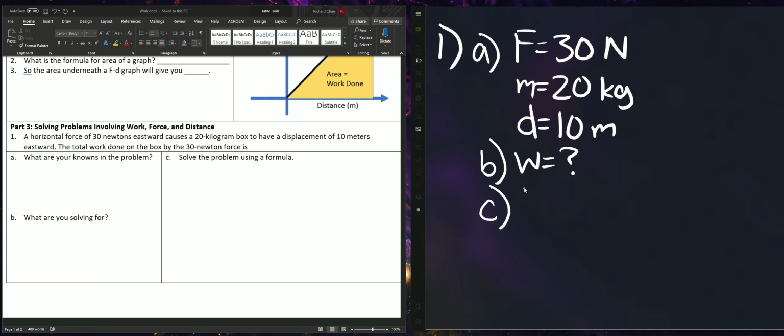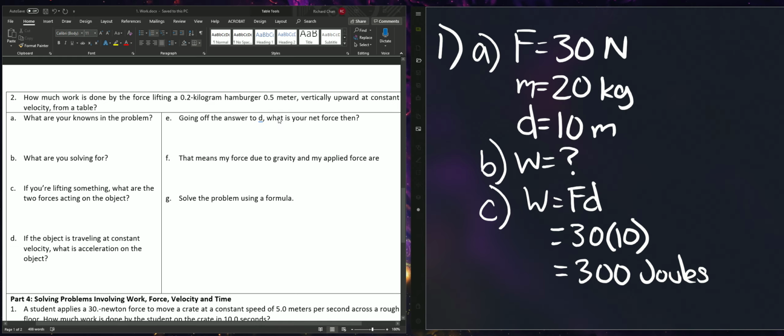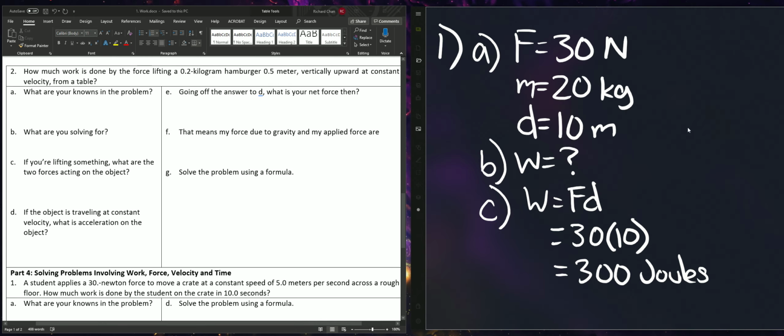And now we're going to use a formula. We know work is force times distance. Plug in the numbers, 30 times 10, and you get 300 joules. And that's how we measure work. And so now we just figured out how to solve for work. So number two.